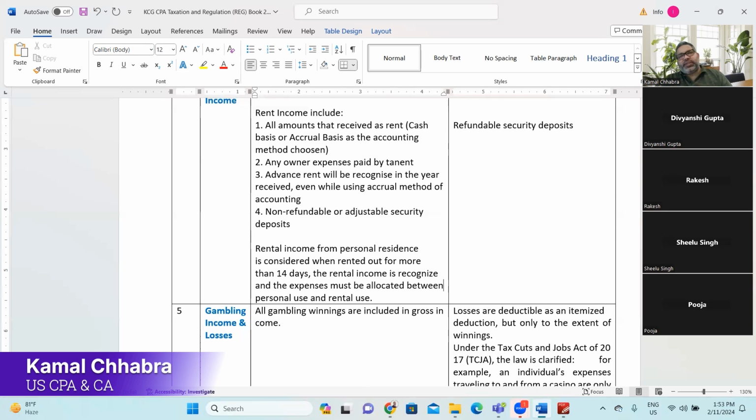So three things here. First is royalty income, which is on a receipt basis. Second is rental income, which also more or less follows the receipt basis. If you have received advance rent, it should be taxed in the year of receipt. If you have received any non-refundable or adjustable security, that is also taxable in the year of receipt. Only the refundable security deposit is not subject to tax.